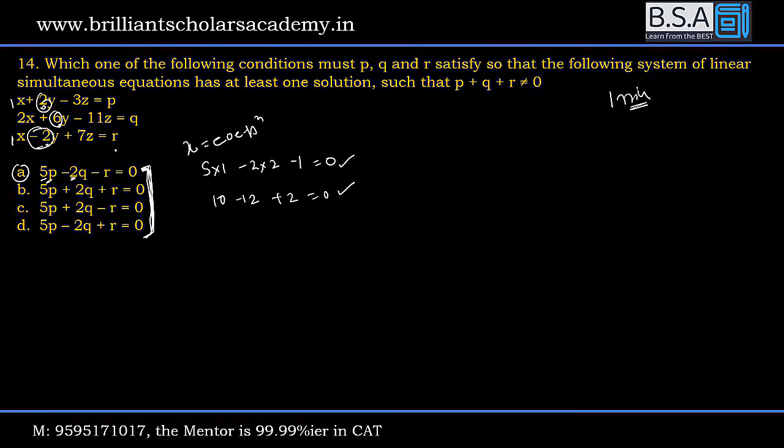Quickly check z. Your job is done. Take this value, put it here. 5 times of -3, -15. -11 into -2, 22. 7 times of -1, -7. Is it 0? Yes, absolutely.